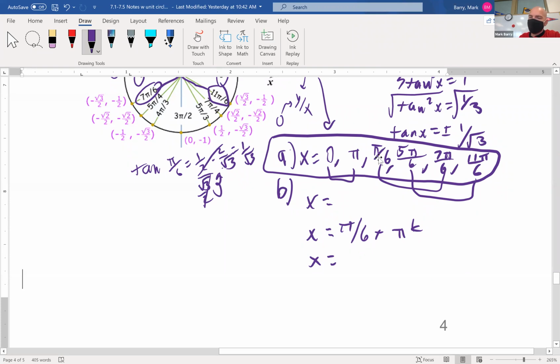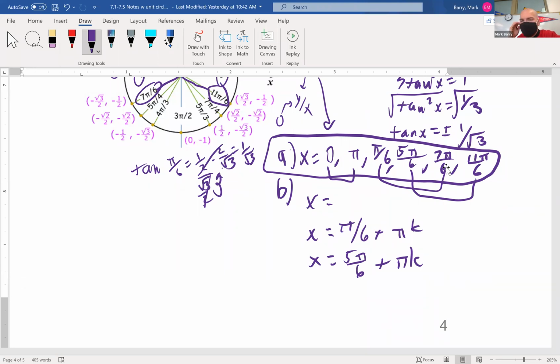So that takes care of pi over 6 and its diameter buddy, 7 pi over 6. Then I'm going to do 5 pi over 6 plus pi k. And that takes care of 5 pi over 6 plus its diameter buddy, 11 pi over 6.